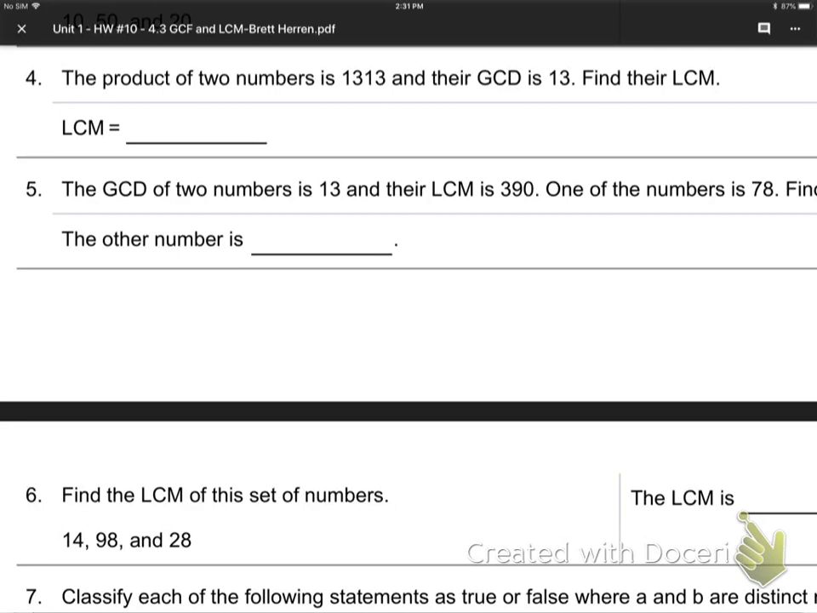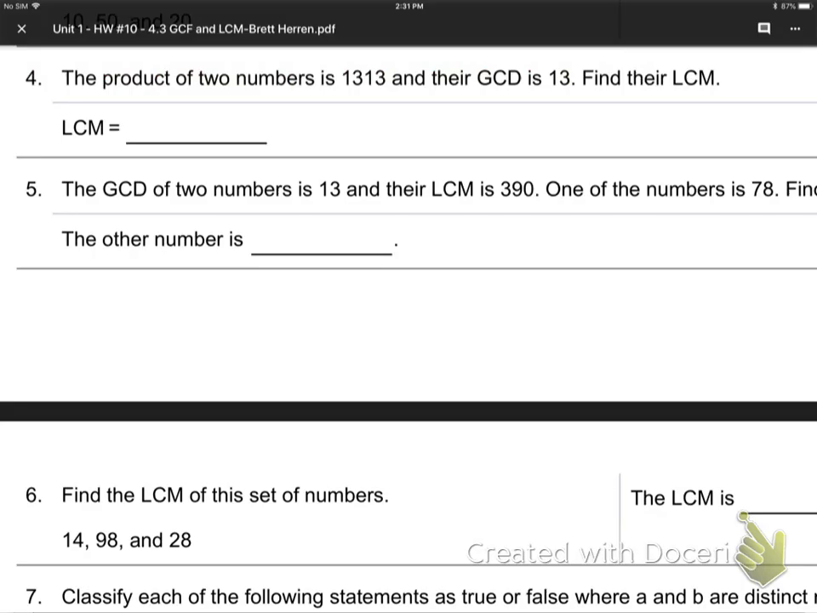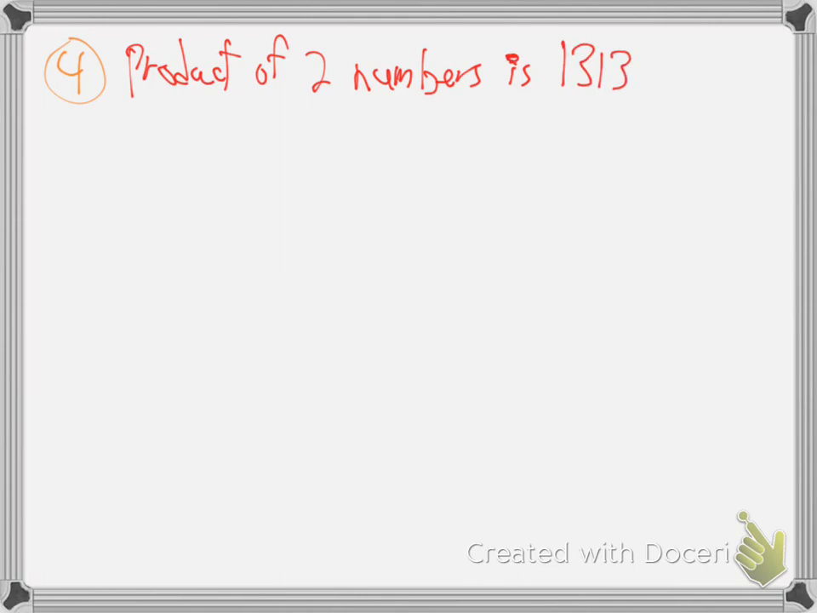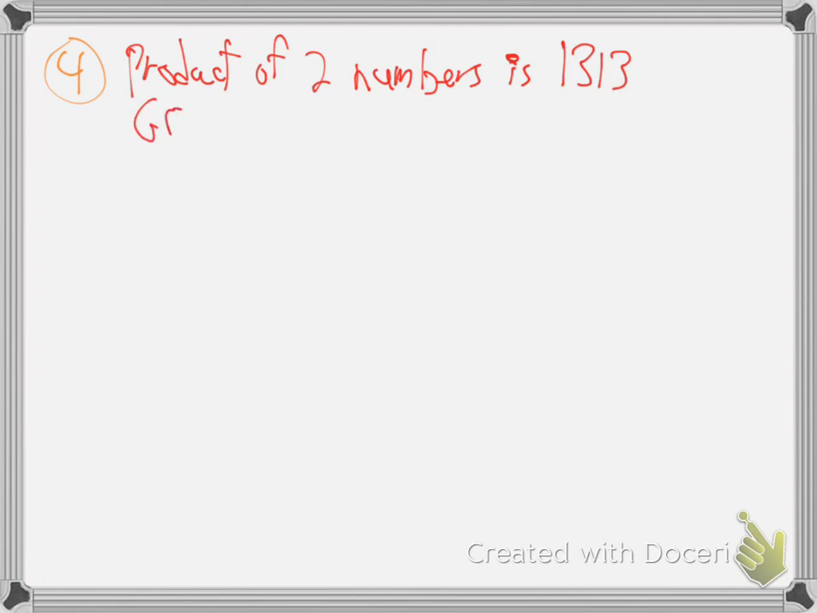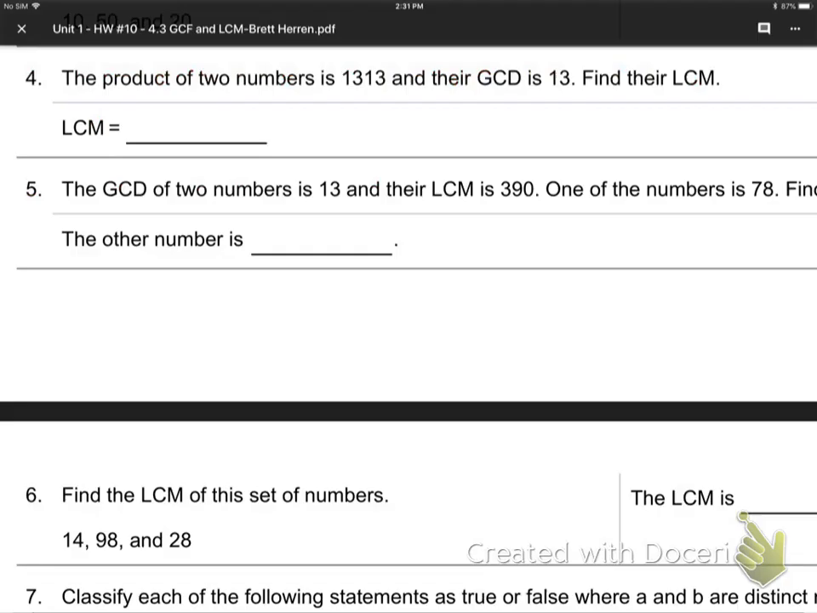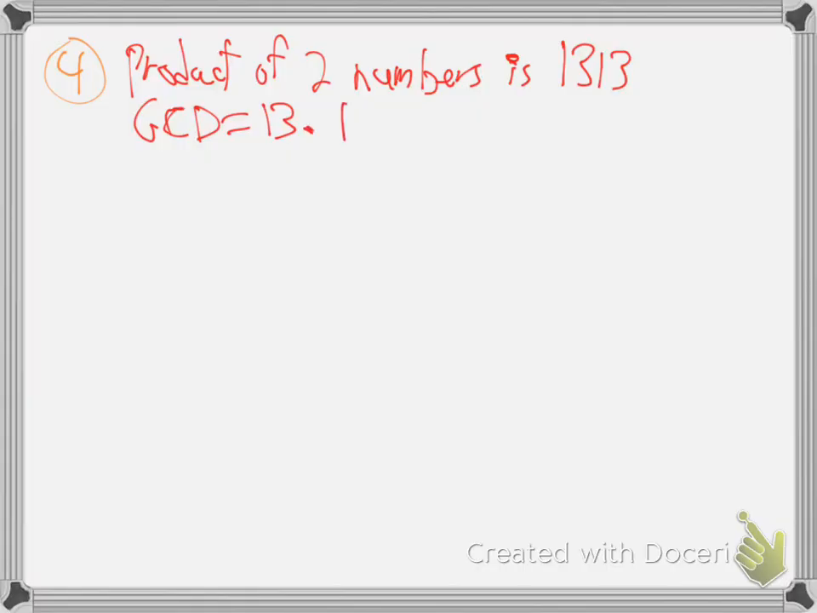All right, so the product of two numbers is 13, 13, GCD is 13, find their LCM. On number 4, they're hitting on a special thing. Where did this come from? What are they talking about? What you need to know is a certain theorem or formula.